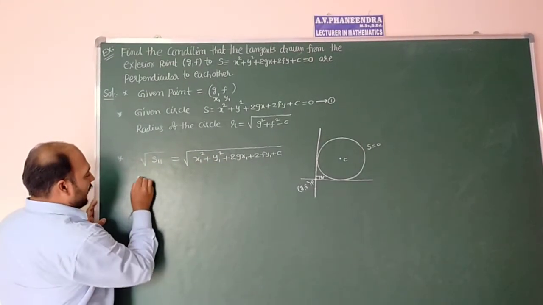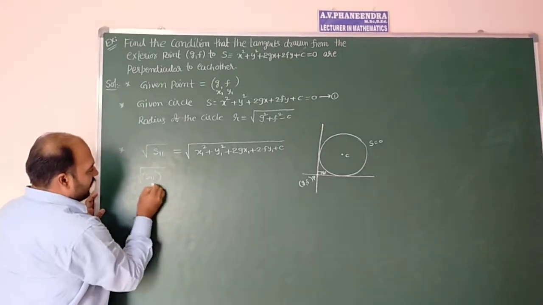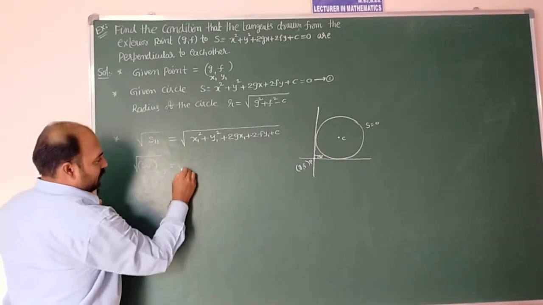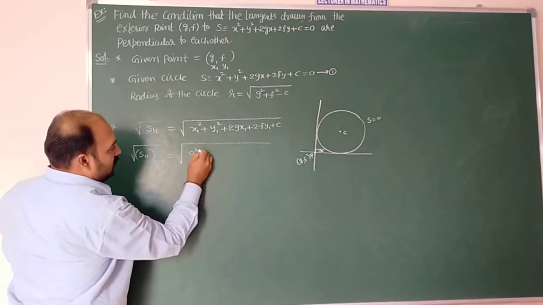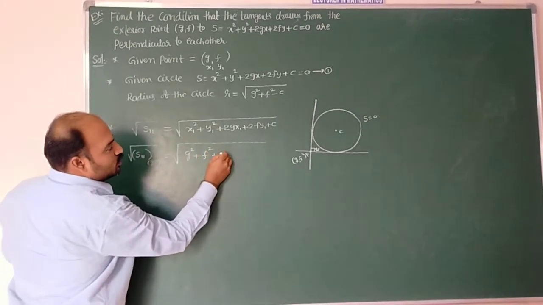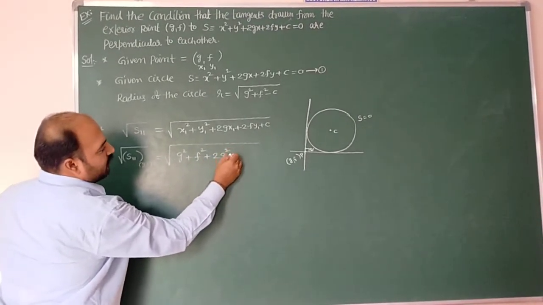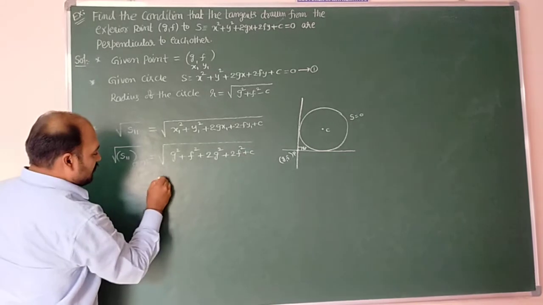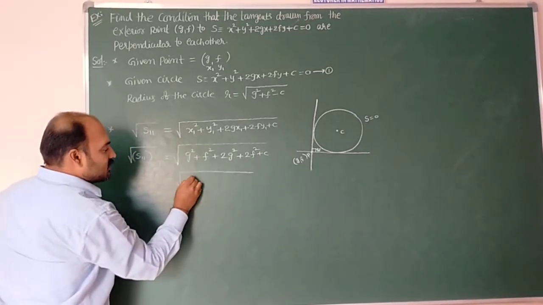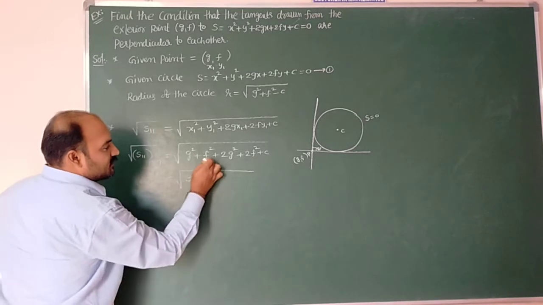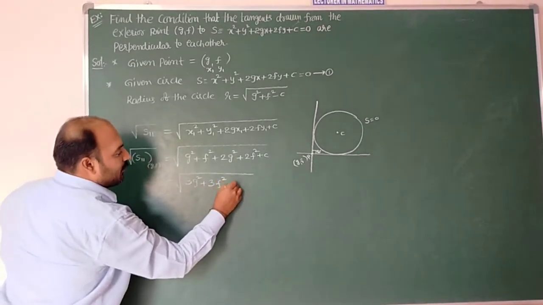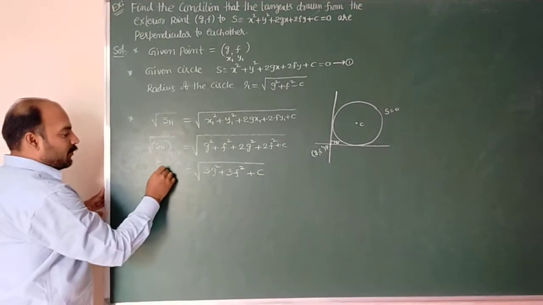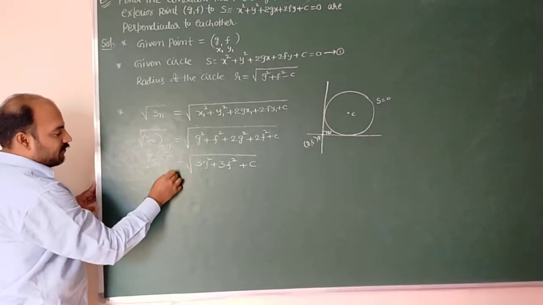Now root S11 at the point (g, f). That means in place of x1, y1, (g, f), you have to substitute g square plus f square plus 2g into g, that means 2g square, 2f into f, 2f square plus c, which is equal to square root of 2g square plus g square, 3g square, plus f square plus 2f square, 3f square plus c. This is root S11 at the point (g, f).